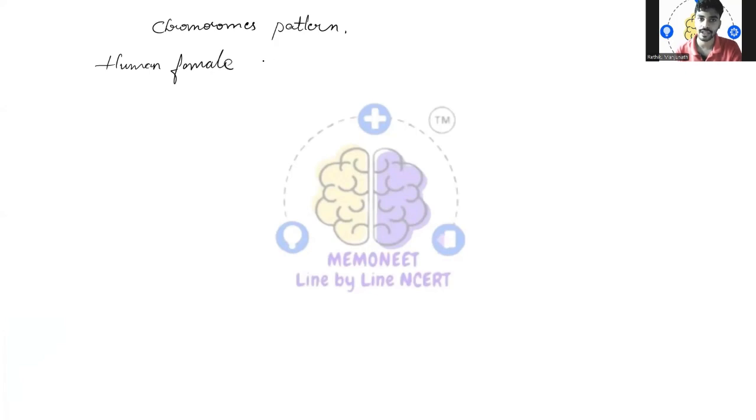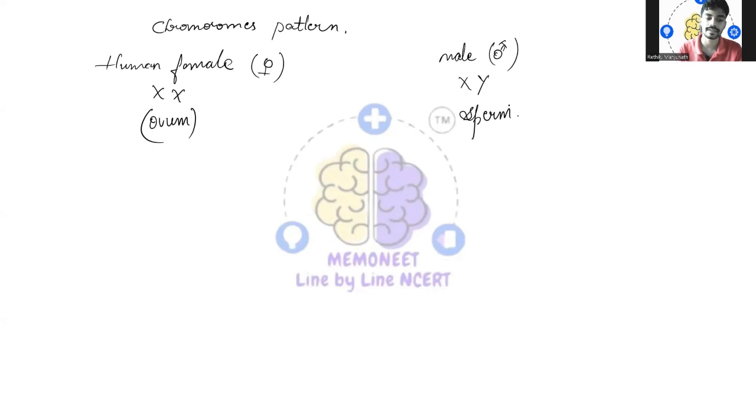In the human female, you'll actually see X and X chromosomes. And in the male, you'll see X and Y chromosomes. Both are haploid in their gametes. The female gamete will be the ovum, and the gamete in the male will obviously be the sperm.